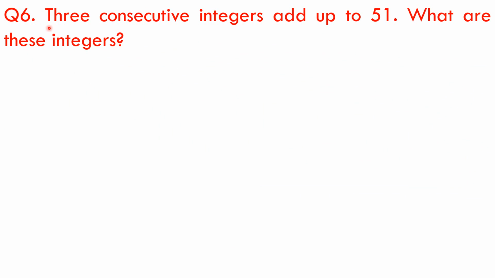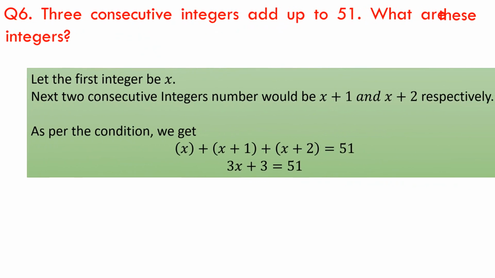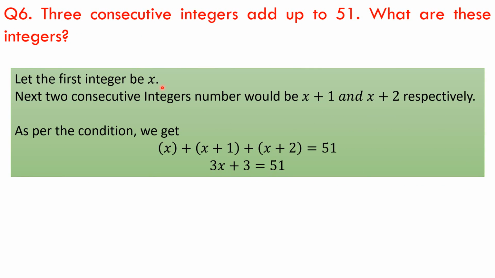Question number 6. 3 consecutive integers add up to 51. What are these integers? Let the first integer be x. Since we are taking consecutive integers, hence next two numbers would be in order and the second number will be x plus 1 and third number will be x plus 2. According to the question, x plus in bracket x plus 1 plus in bracket x plus 2 equals to 51. Here x plus x plus x equals 3x. So our equation is 3x plus 3 equals to 51.